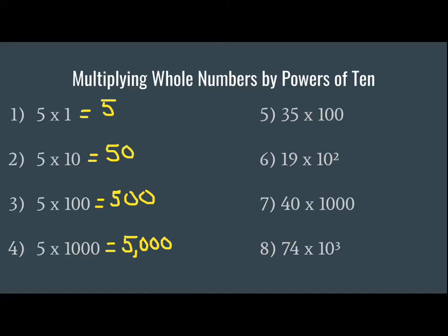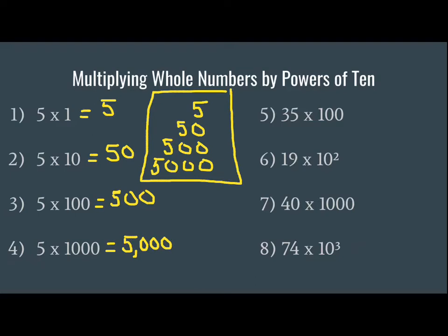And I want you to see and notice where the 5 is placed. So we have 5 times 1 is 5. 5 times 10, we have 50. 5 times 100, we have 500. 5 times 1,000, we have 5,000. Okay, now I just want to focus on these numbers.